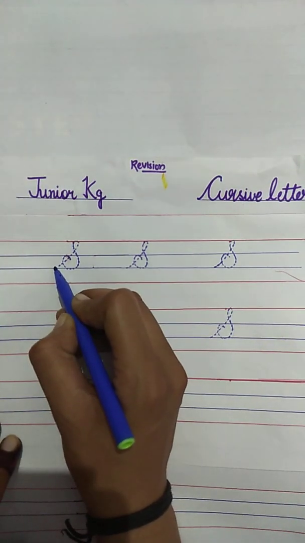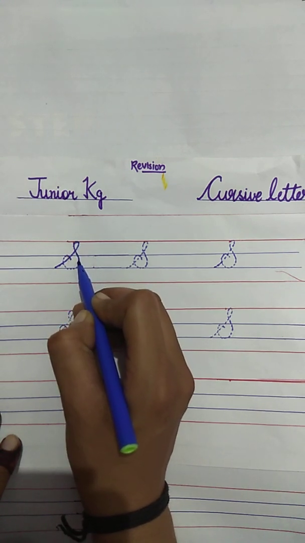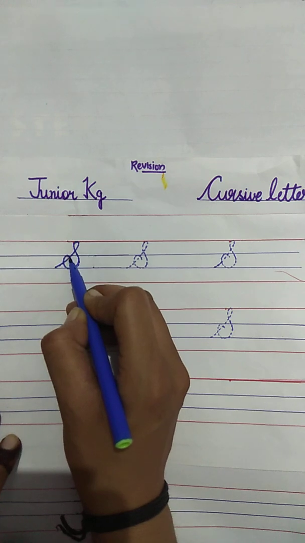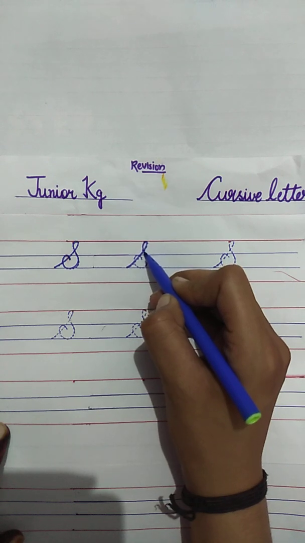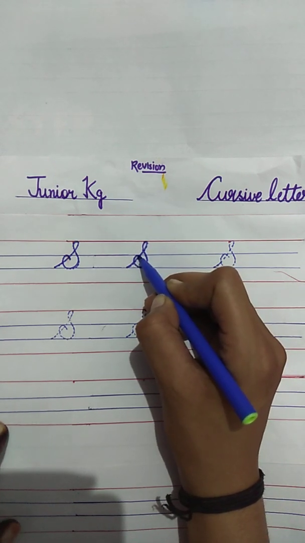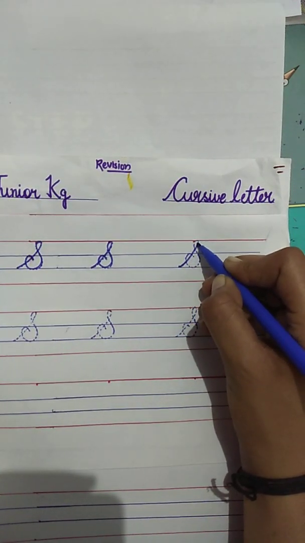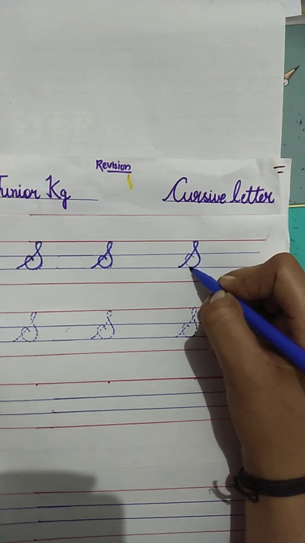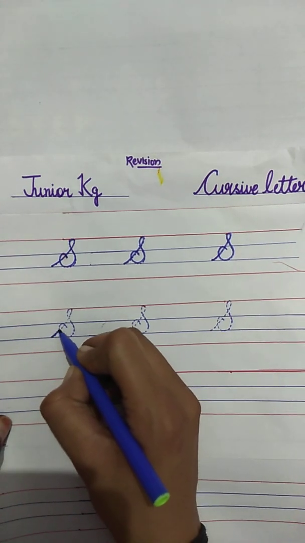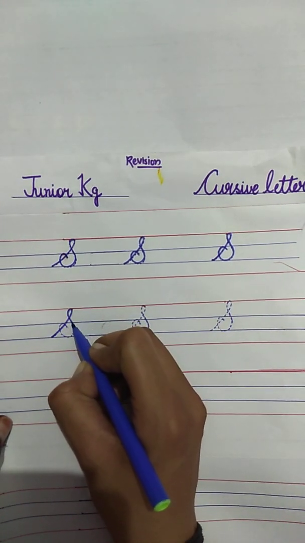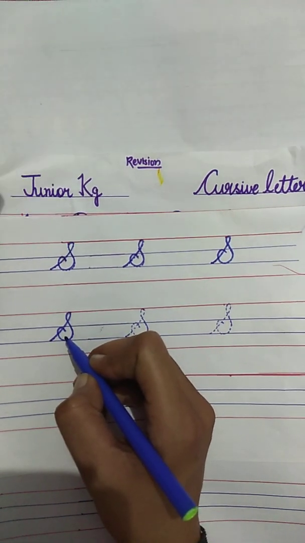You have to put your pencil on the second blue line. Draw a slanting line, a loop, a semicircle, and a curve. S for sailor. Now again you have to draw a slanting line, a loop, a semicircle, and a curve. S for sailor. Now again you have to speak with me and write with me. S for sailor.